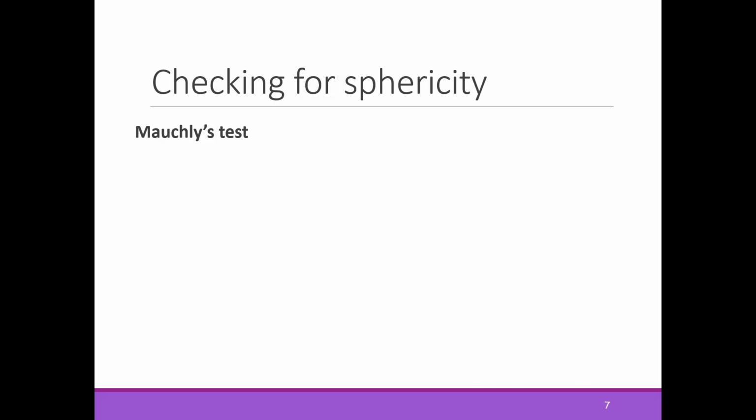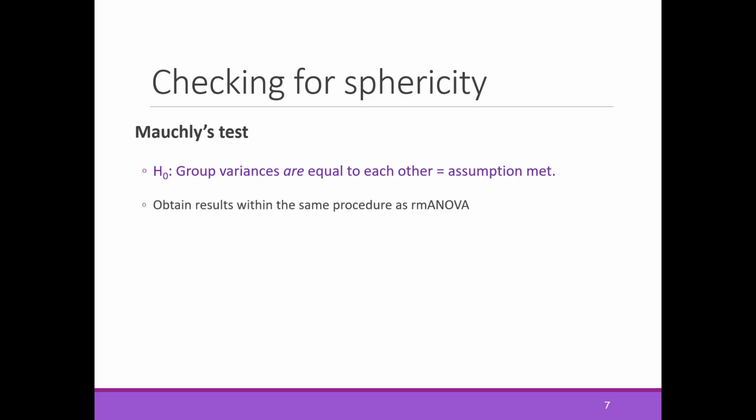Now there's a test that will allow you to check for sphericity, and that's called Mauchly's test. Mauchly's test has a null hypothesis that says the group variances that we just looked at are equal to one another, in which case the sphericity assumption is met. As you will see when we get to R Studio, you will obtain the results of Mauchly's test within the same procedure as the repeated measures ANOVA you run.